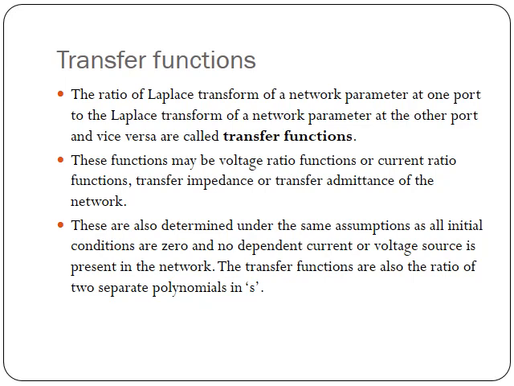Next we come to transfer functions. As we already discussed, it is also the ratio of certain network parameters, but those two variables will be from different ports. These functions may be a voltage ratio, current ratio, transfer impedance or transfer admittance of the network. They are also determined under the same assumption that all initial conditions are 0, and that there are no dependent current or voltage sources in the network. The transfer function is also a ratio of two polynomials in S, which is the Laplace variable, as we defined earlier for the driving point functions.